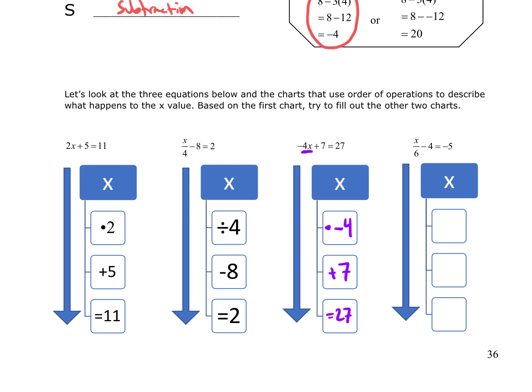I want you to pause the video and try to fill in this last chart on your own, and then we'll compare. All right, how'd you do? First thing that happens is we divide by 6. X gets divided by 6 first, then 4 is subtracted, and it equals negative 5. Flip the page when you're ready.